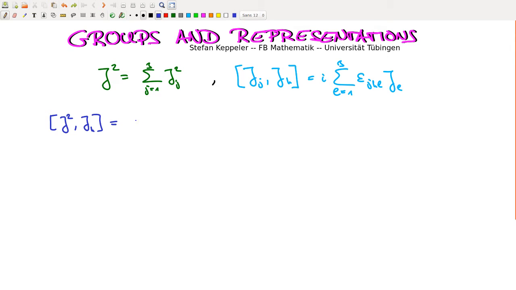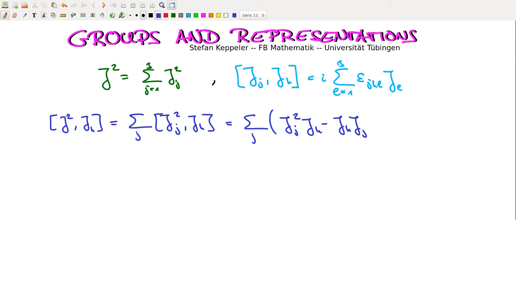So what's this? By definition, we have here the sum over j, let's say, and then we have the commutator of J_j squared and J_k. And now this, let's spell this out. This is J_j squared J_k minus J_k J_j squared.